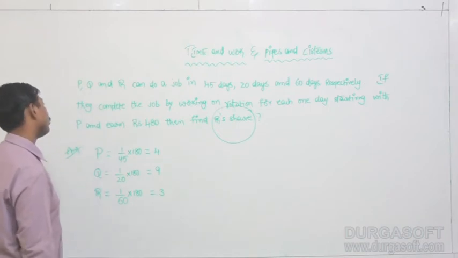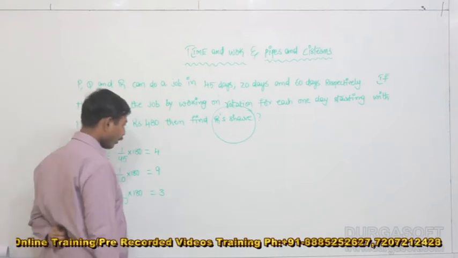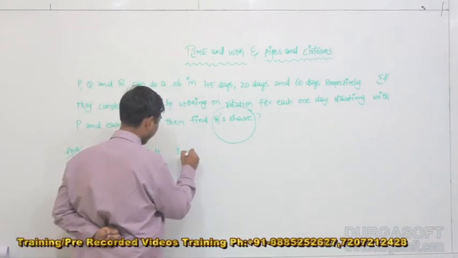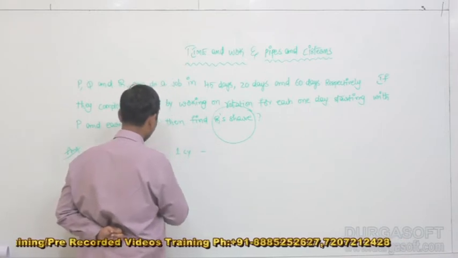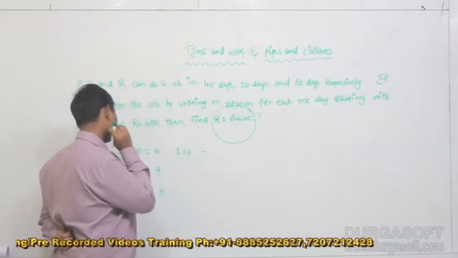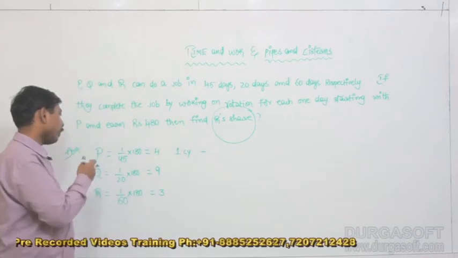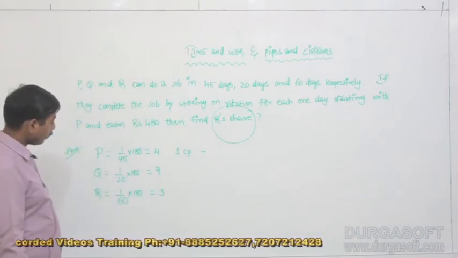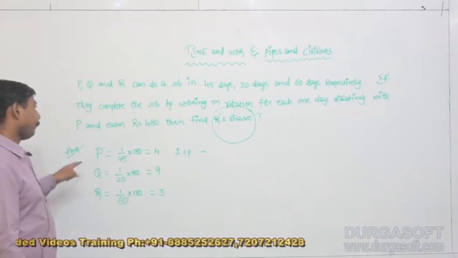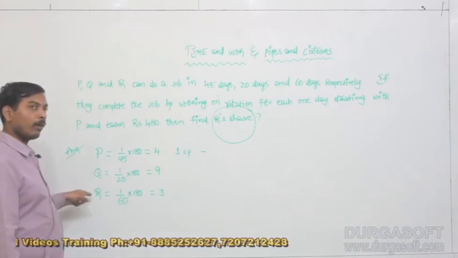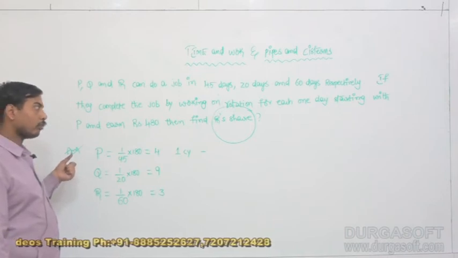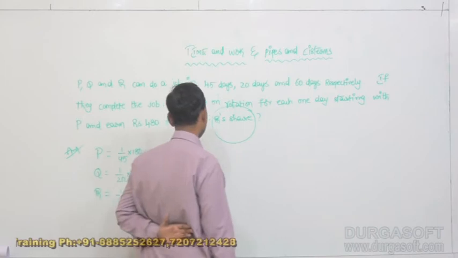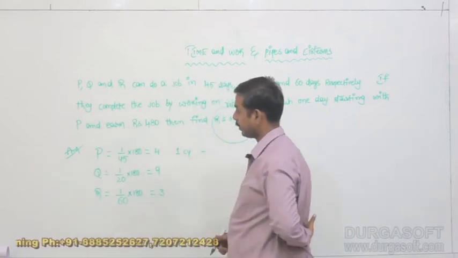So in one complete cycle, P has to work 1 day and Q also has to work for 1 day. R also has to work, at 3 units per day. That means P, Q and R, all 3 people, have to work for 1 day in one cycle. In one cycle, how many units of work are completed here?